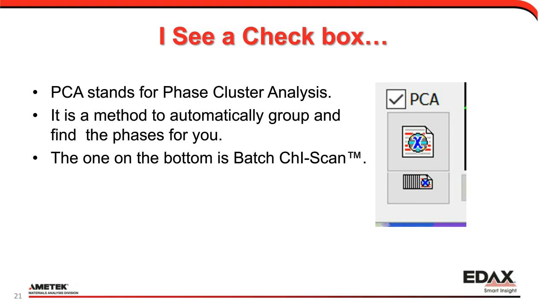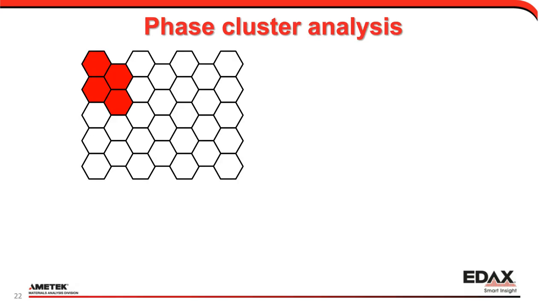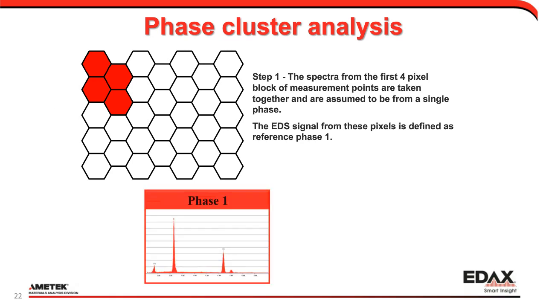So now let's talk a little bit about the phase cluster analysis. What the phase cluster analysis does is it basically looks at the pixels from the first 4 blocks. It can actually be changed, and I'll show you that later. So look at the first 4 pixels, assume they're all from a phase, and go, okay, are these similar enough? And if they are, I essentially say, okay, these are reference phase number 1.